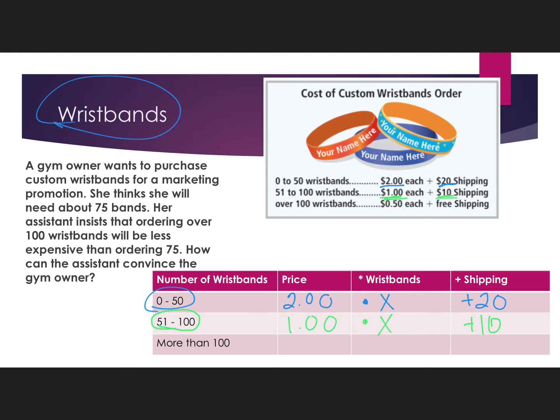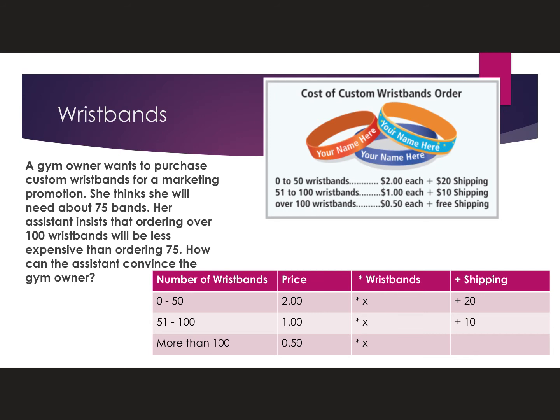And finally, if I'm over 100 wristbands, they cost 50 cents each. Still have to multiply the time x. And I have free shipping, so this is going to be plus 0. Okay, so now that we know that, let's look at this again.